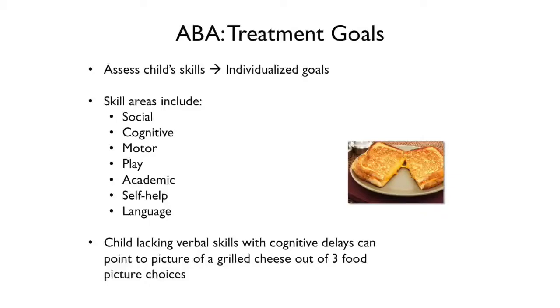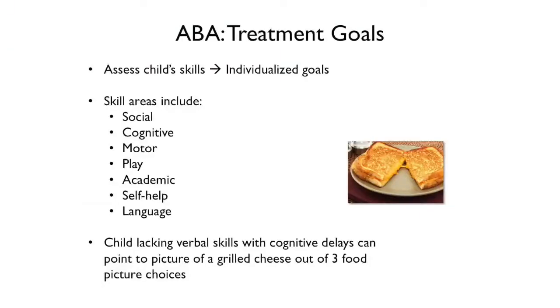So I have a picture of a grilled cheese sandwich here to illustrate how basic this can sometimes be. If there was a child who had a lack of verbal skills and had cognitive delays, we might present them with 3 pictures of different foods and say, I want you to point to the grilled cheese sandwich. And so the child would be listening to that verbal request and then acting out, picking out the right picture and then going ahead and pointing to it. So there's a joint attention exercise there as well.